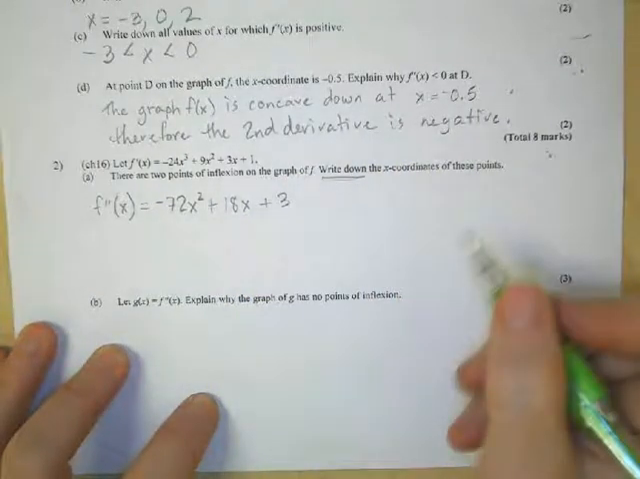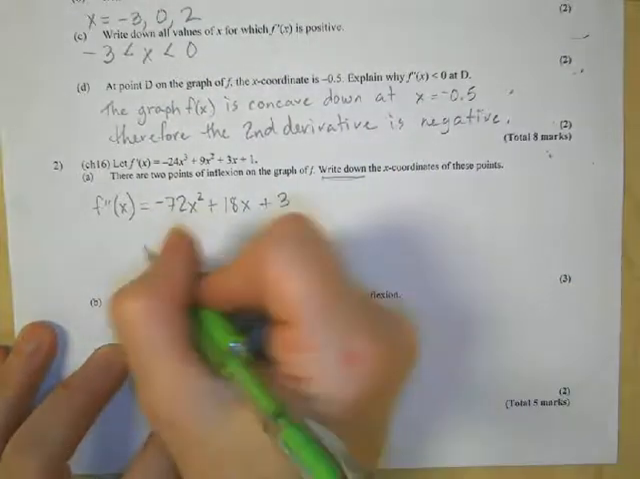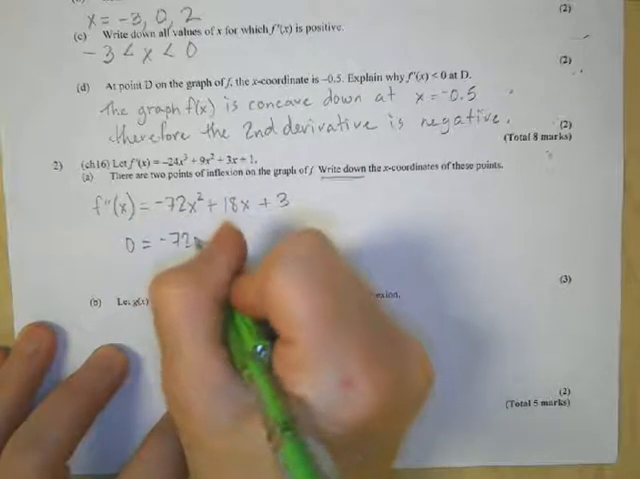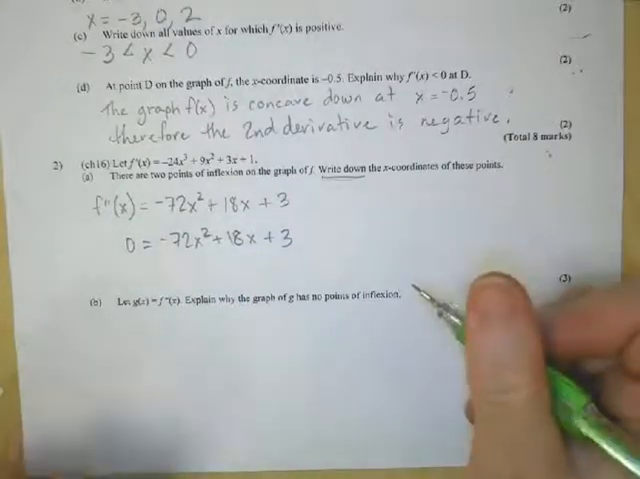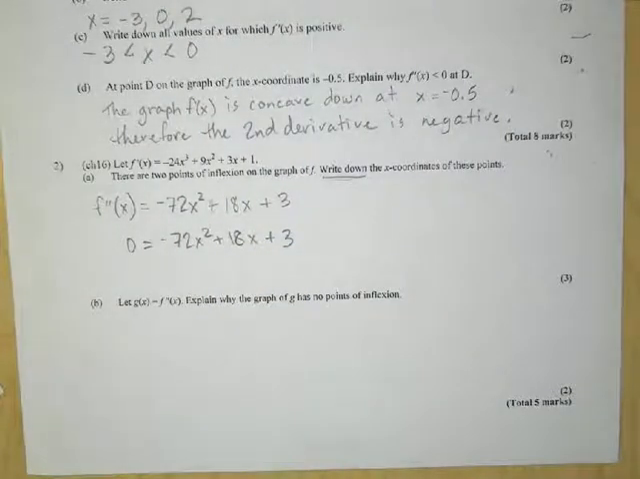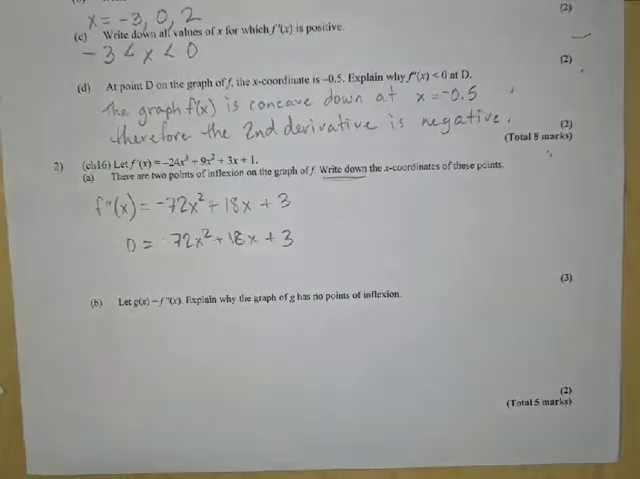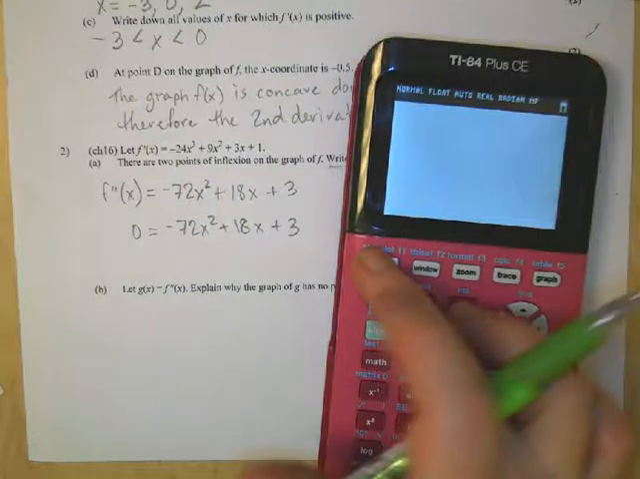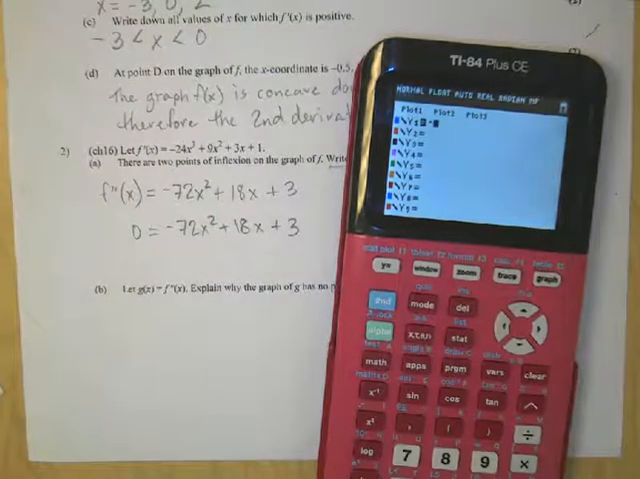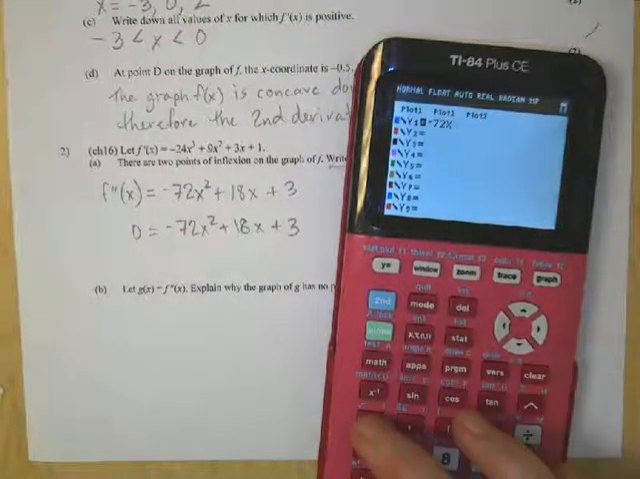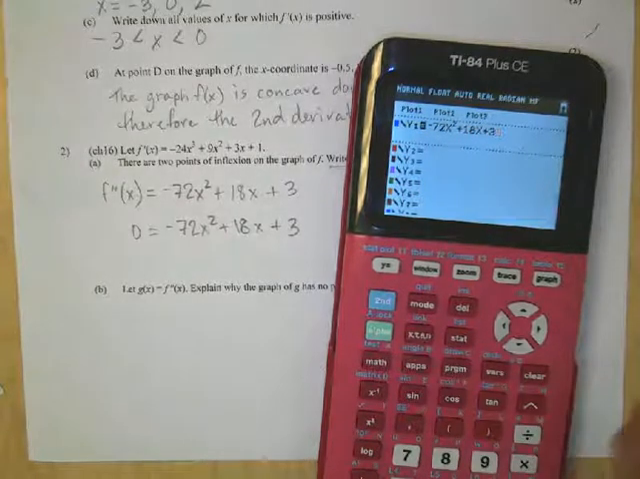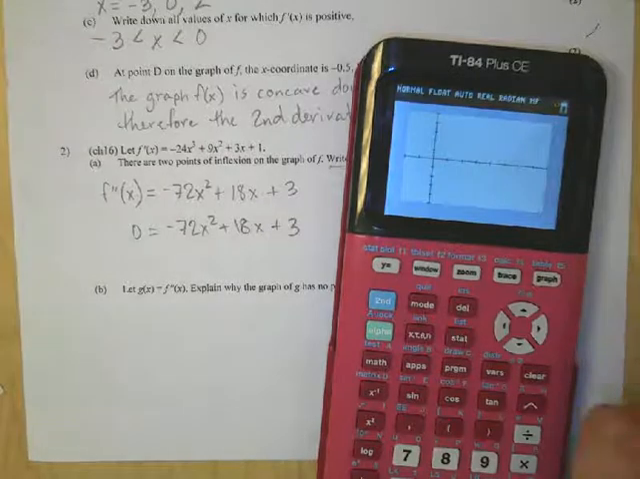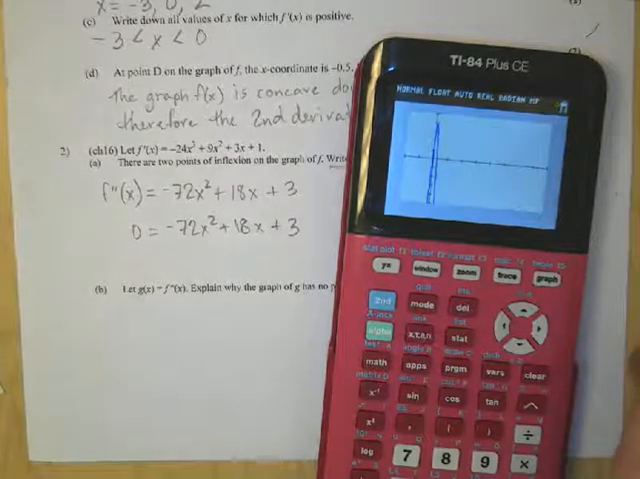All right, we get points of inflection when the second derivative is equal to 0. So I'm going to set this equal to 0. I tried factorizing it, and I had no luck. So that's why I decided this must be a calculator problem. So then I grabbed my calculator. Here's my calculator. I'm going to put this in negative 72 x squared plus 18x plus 3, and I'm going to go ahead and graph that. And I want to find where it's equal to 0.